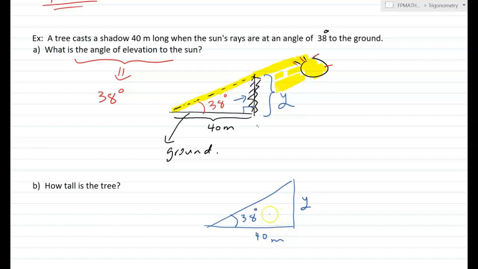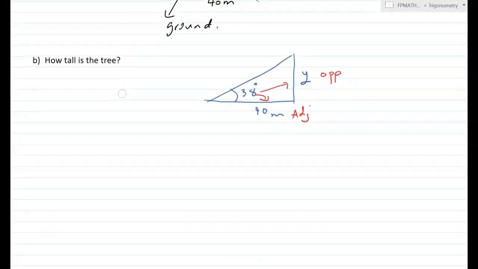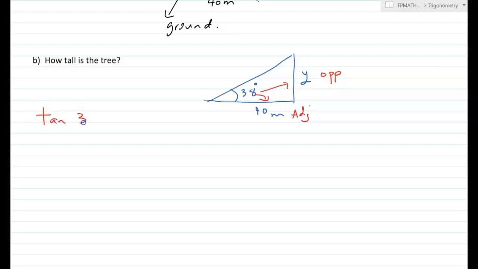So what do we have? Based on the 38 degrees, we need the opposite side, and based on the 38 degrees we have the adjacent side. So what trigonometric ratio do we need to use to solve for y? Well, what trigonometric ratio uses opposite and adjacent? That's right, tangent. So here it is: tangent of 38 degrees equals opposite, let's call that y, which is the height of the tree, over adjacent, which is 40.